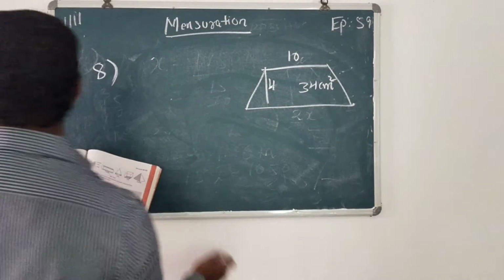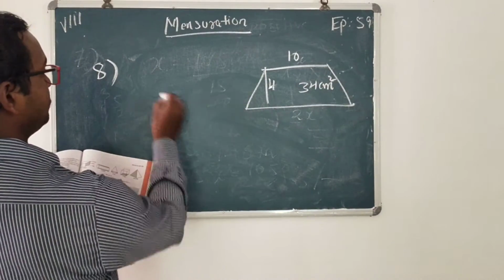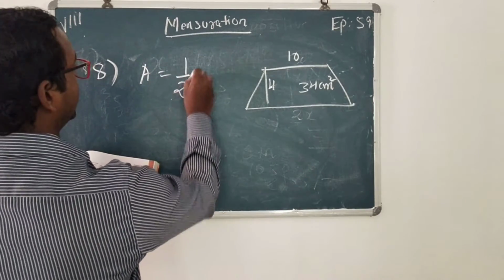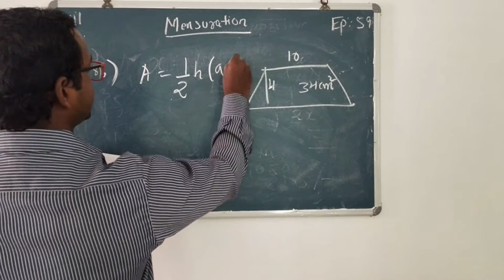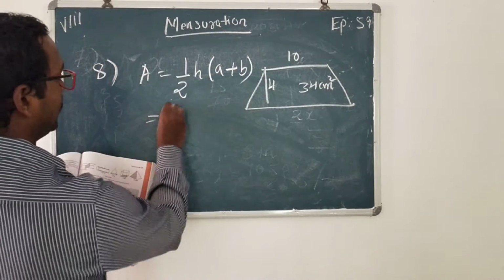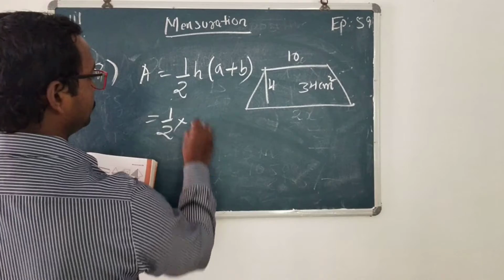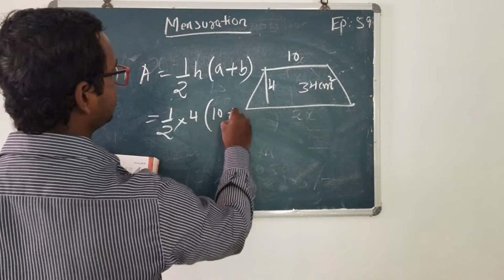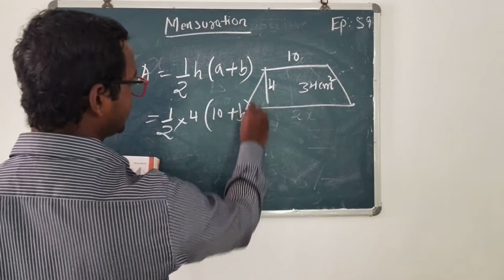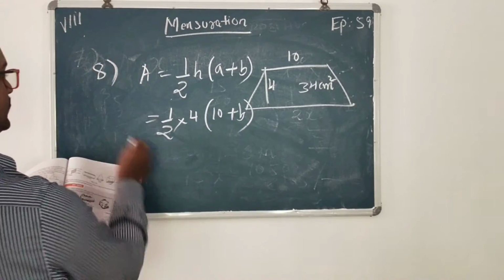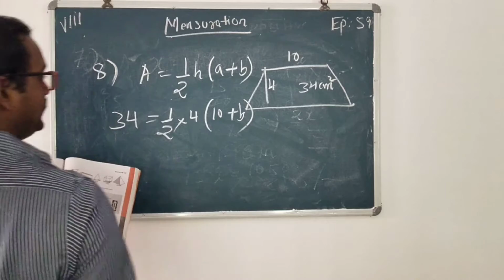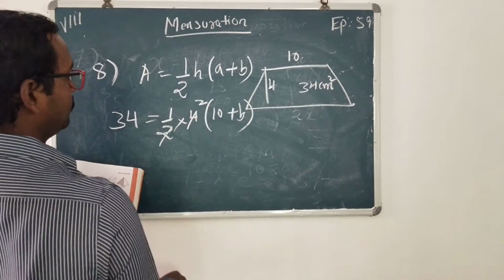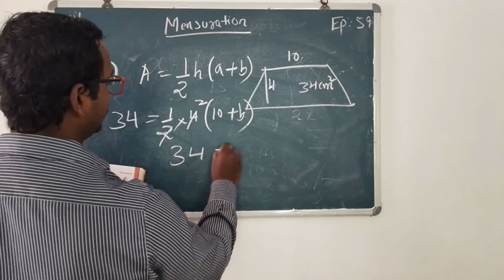So let us apply the formula of area of trapezium, which is half h into a plus b. So here we will get half. Height is how much? Height is 4. a plus b is 10 plus b, as the other side is not given, so we will keep it as b. And the area is 34. First I am going to solve this part. 4 divided by 2 is 2. So 34 is equal to 2 into (10 plus b).